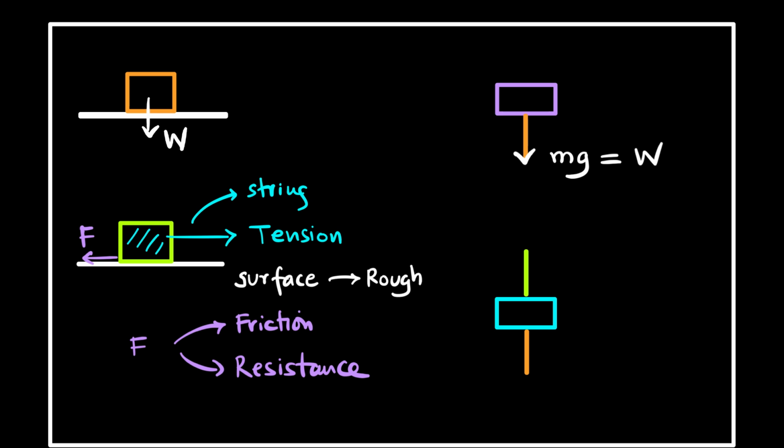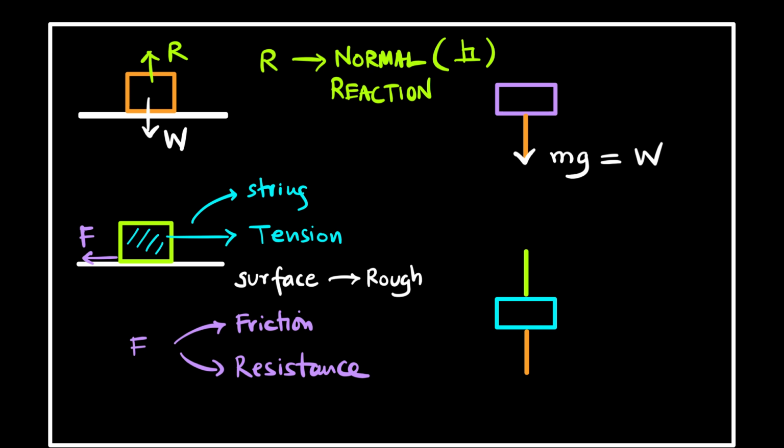Now, let me go back to the first diagram and let me label R. What is R? R is known as the normal reaction force. Now, the word normal over here means perpendicular. This is the symbol for perpendicular. Now, let's look at the last diagram.